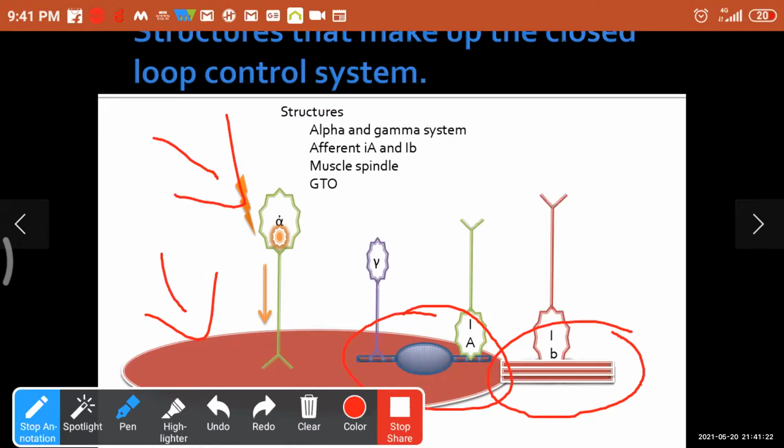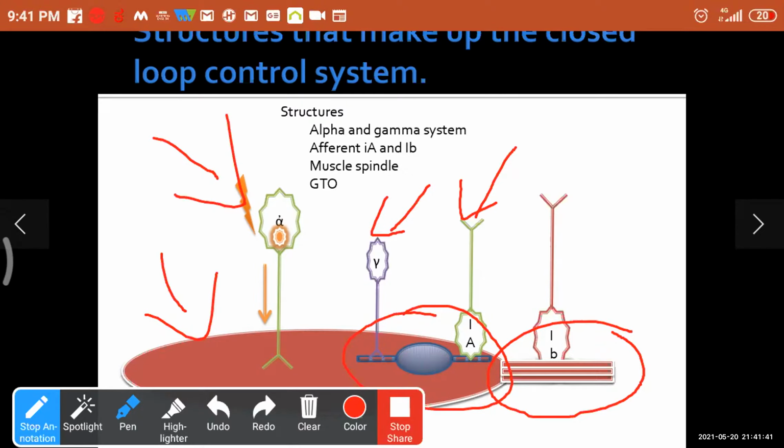Now, this spindle which is there has two groups of neurons. One is this particular neuron and the other one is this particular neuron. This is called a gamma motor neuron. This is called a 1 alpha.